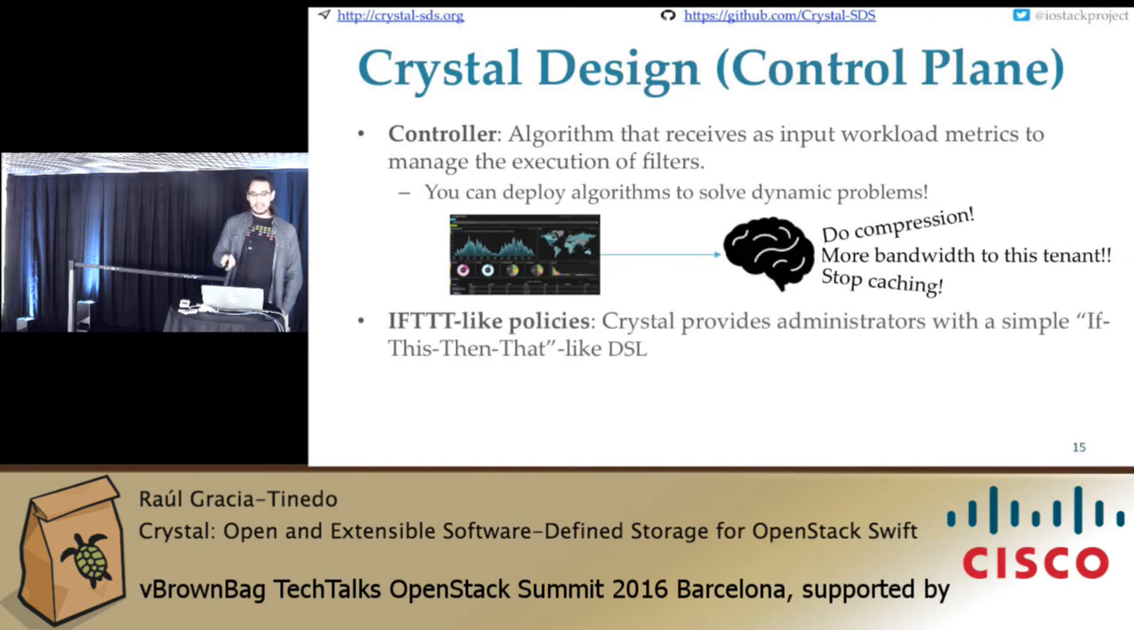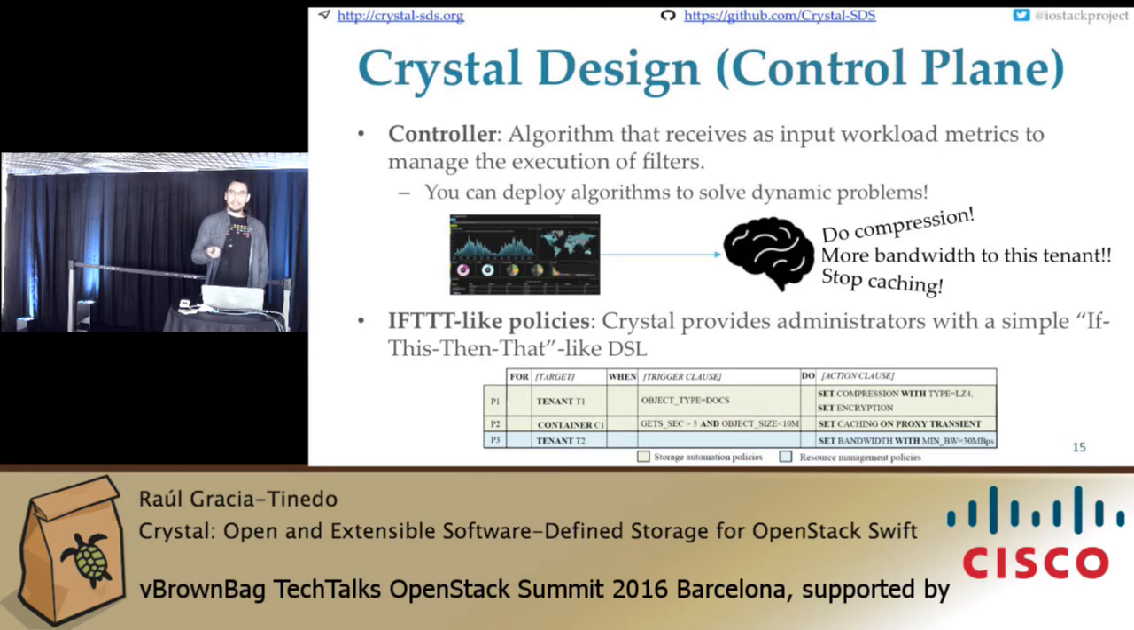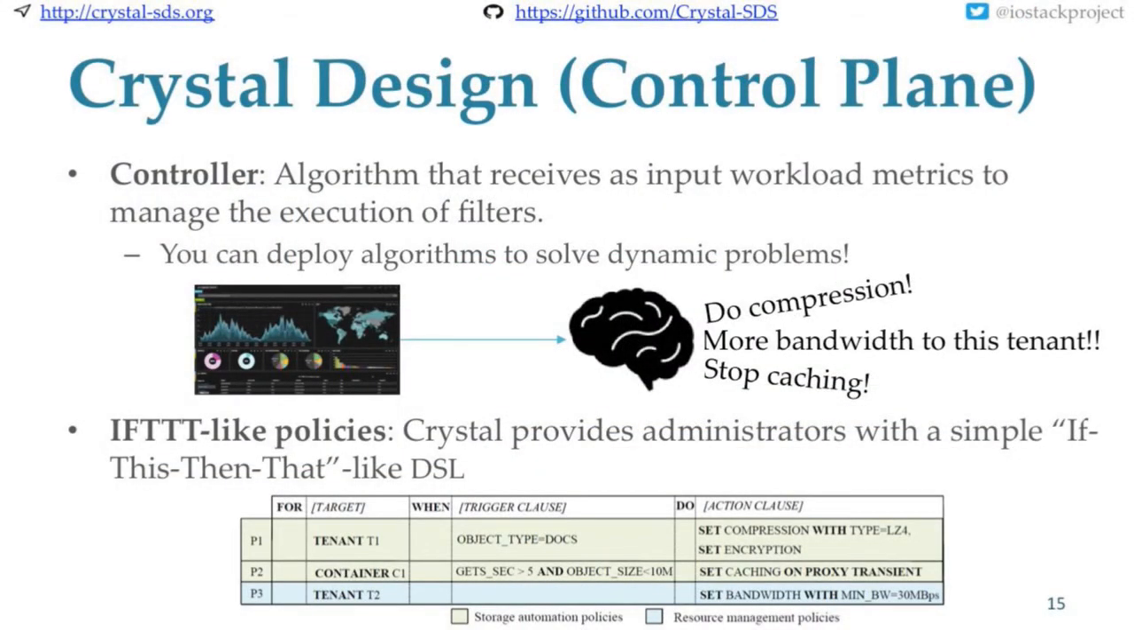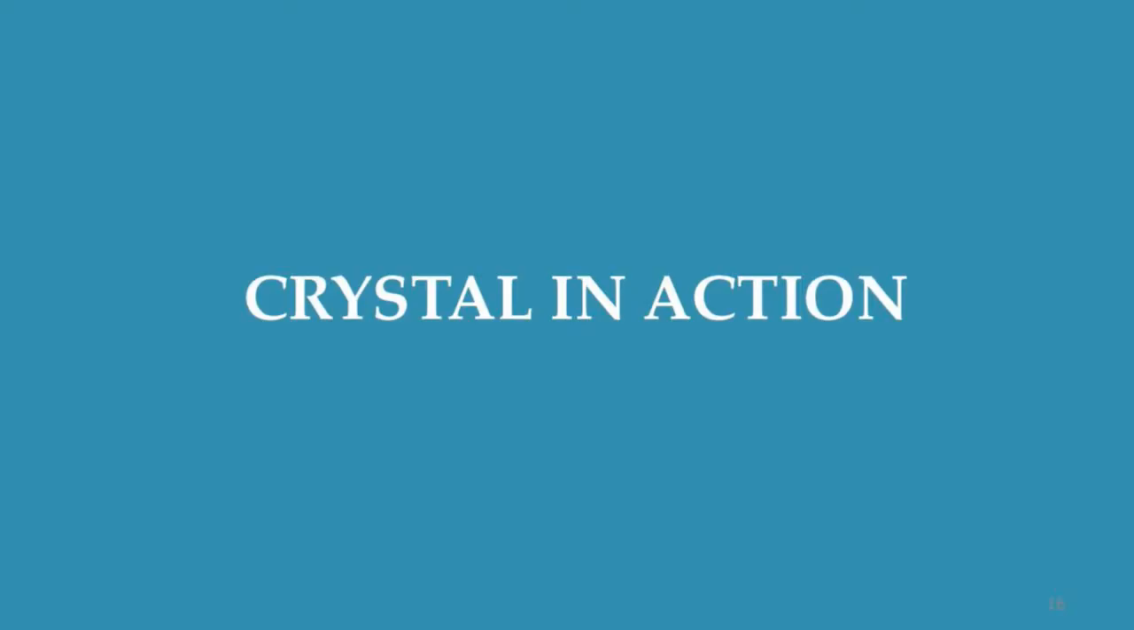Last but not least, we also provide a nice DSL that administrators can use to change the behavior of the system. For example, administrators can write policies such as: for container C1, when the number of GETs per second is larger than 5 and the size of the object is smaller than 10 megabytes, then execute caching on this request. This is only a simple example of what administrators can do with Crystal.